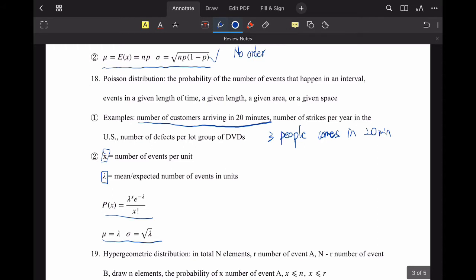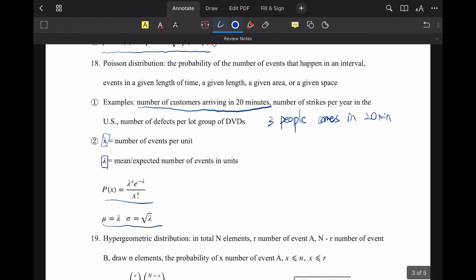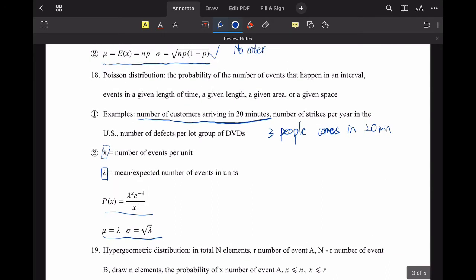I want to calculate that possibility in 20 minutes. Right? And I tell you that based on our observation for the last 100 days, the average number of people coming in is 100 people per day, right? Per day. So I want to calculate this probability.